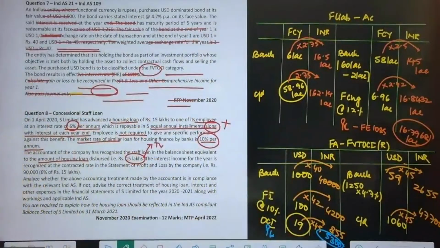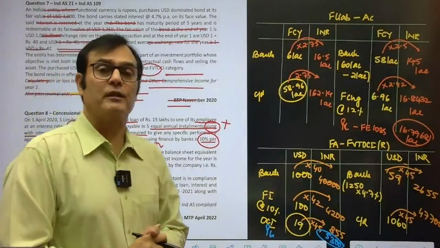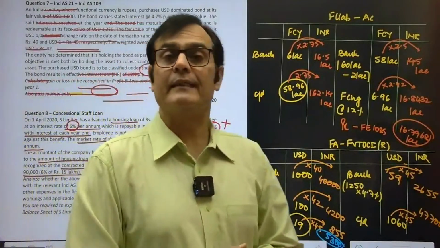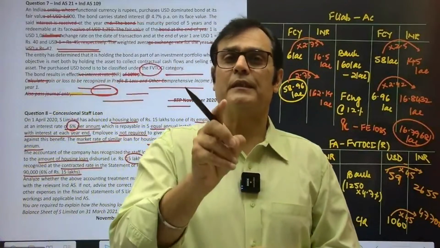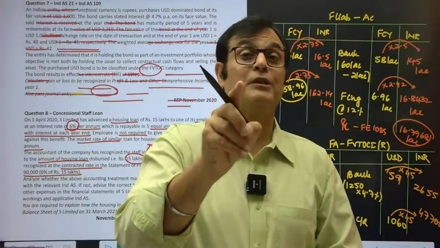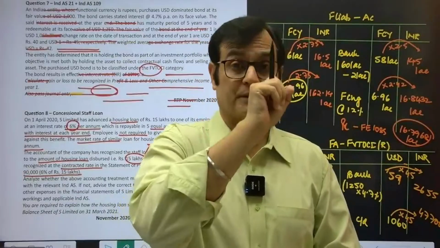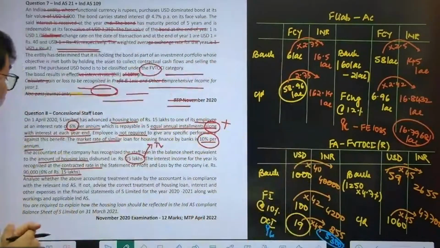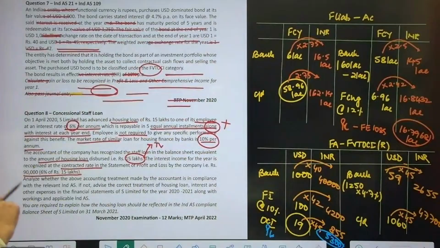The interest income for the year is taken at the contracted rate in the statement of P&L, that is 6% on 15 lakhs. So even that goes wrong. Because if you record the financial asset at fair value, then the interest income is not going to be based on the contracted rate, but on the benchmark rate, which is 10%. And that also not on 15 lakhs, but on the fair value.